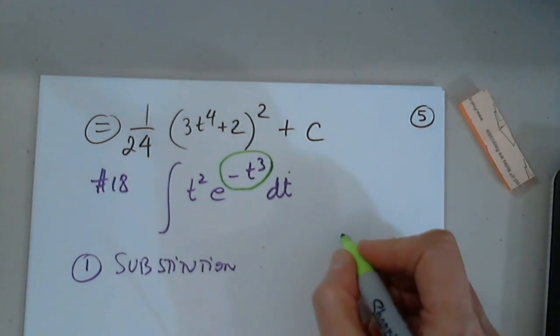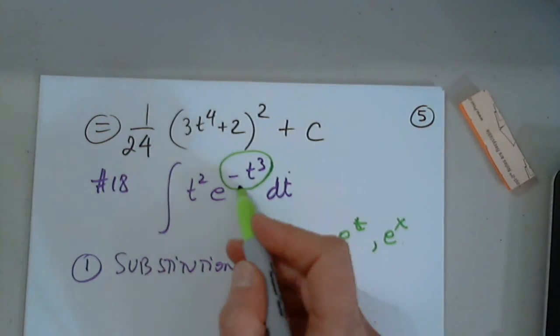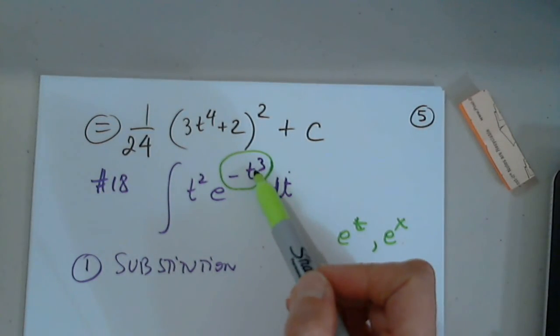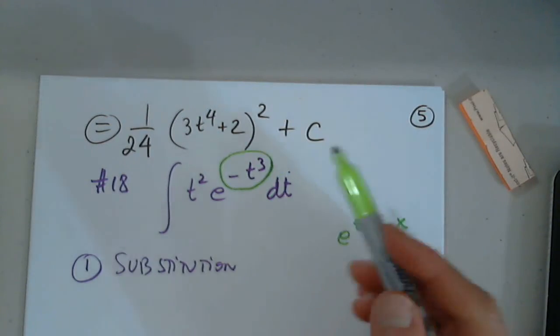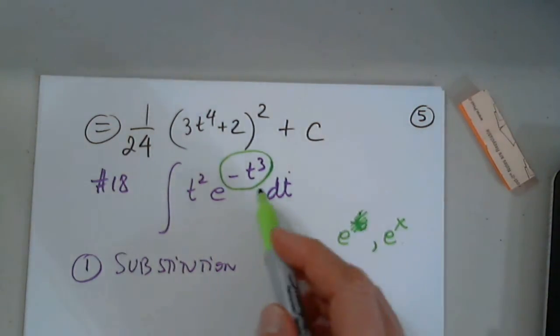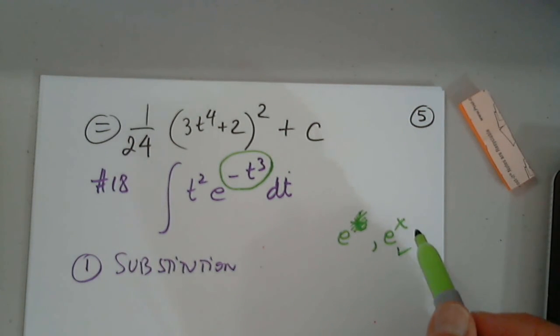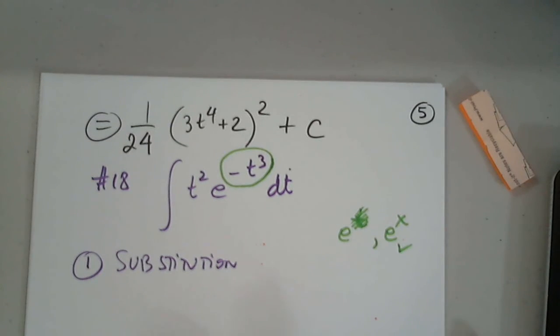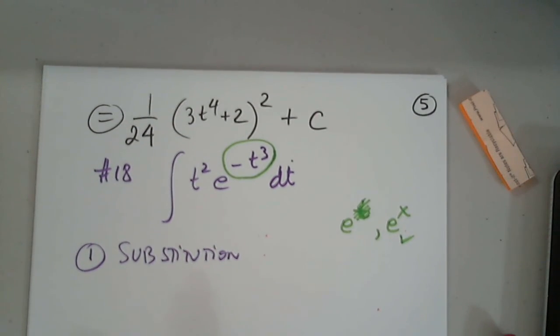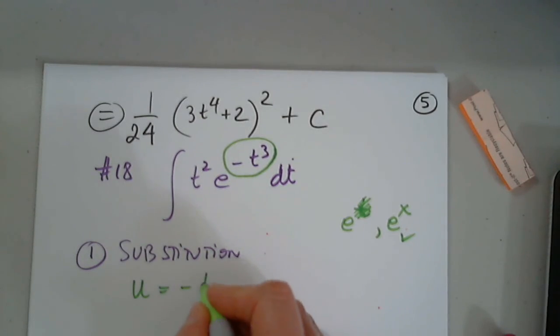I don't like that. I like this. Or I like this. I don't like that. I don't like a polynomial inside e. I don't like the power of e to be such a complicated function. I want it to be easy. So this is not a scientific way, but it's the easiest way to explain. So I'm going to let u be negative t to the third.